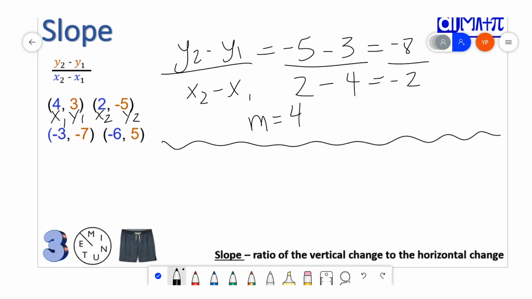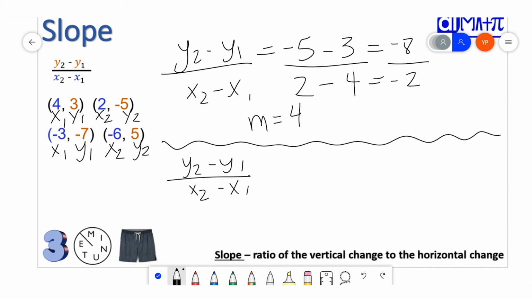Now I'm going to do another example. First thing you want to do, rewrite your formula. Once you write your formula, go ahead and label your coordinates. -3 is my first x, x1. -6 is my second x, so x2. -7 is my first y, and 5 is my second y.